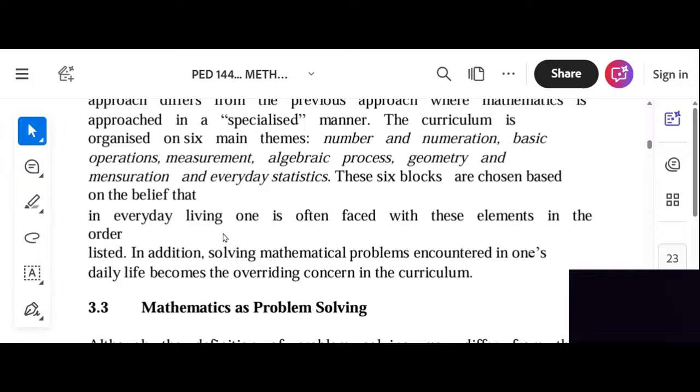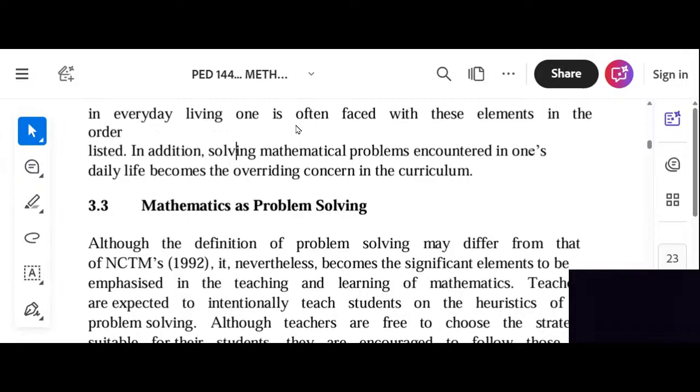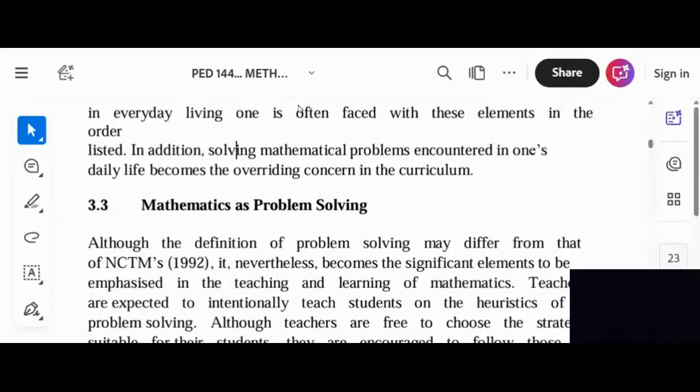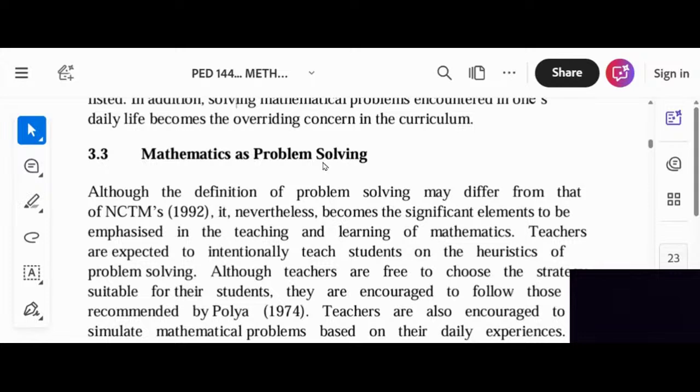In addition, solving mathematical problems encountered in one's daily life becomes the overriding concern in the curriculum. In essence, if we are to say the main reason why we are teaching mathematics in this current world is to imbibe the sense of problem solving in the learner, to tackle any mathematical problem they encounter in their daily lives. So the next thing we are going into is mathematics as problem solving. Let's continue.